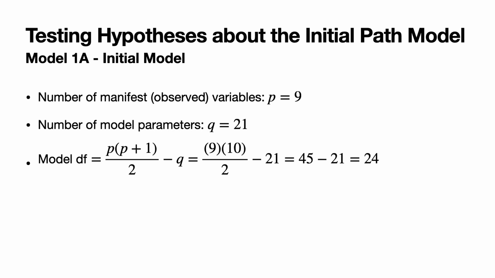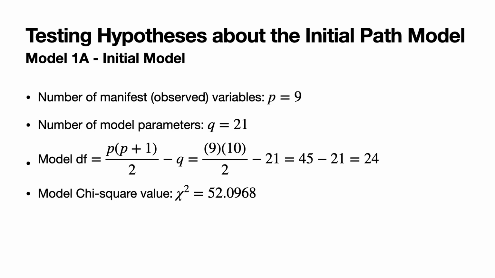The number of degrees of freedom associated with this model is equal to the difference between the number of non-redundant entries in the covariance matrix, which is p times p plus 1 over 2, and the number of model parameters to be estimated. And so the number of model degrees of freedom is equal to the difference between 9 times 10 over 2, or 45, and 21. And so this model has 24 degrees of freedom associated with it.